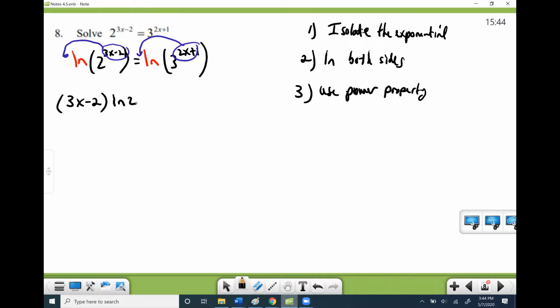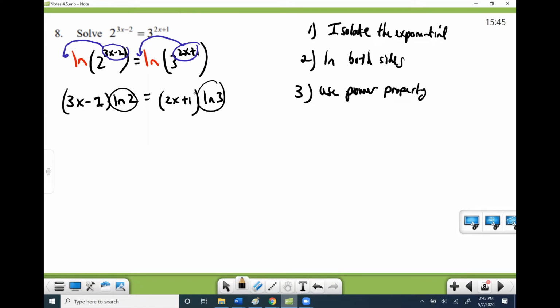Now, if I don't use parentheses, I always get some students who do this. If you write it like that, the only 2 things that multiply are those 2 things, right? So I have to make sure that I understand that this entire thing is going to multiply by that natural log of 2. So I got to put some parentheses. Okay. Now keep in mind, this is just a number. Don't let it freak you out.